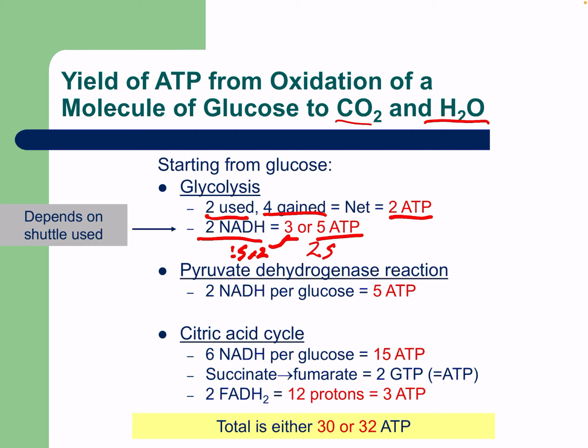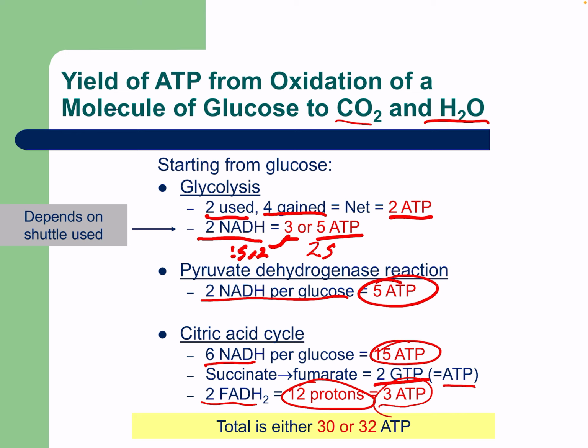Then we have the pyruvate dehydrogenase reaction, where we have 2 NADH per glucose, which equals 5 ATP. In the citric acid cycle, we have 6 NADH, which yields 15 ATP. Then we have succinate to fumarate, which gives us 2 FADH, which gives us 12 protons, so 12 divided by 4 would be 3 ATP. Our total, depending on the pathway, can be either 30 or 32 ATP.